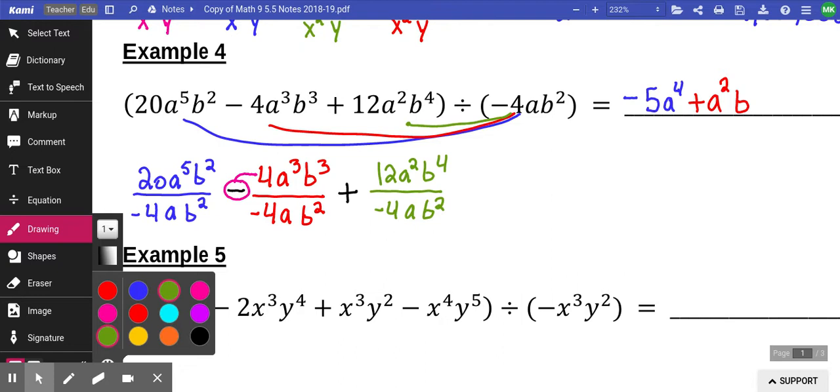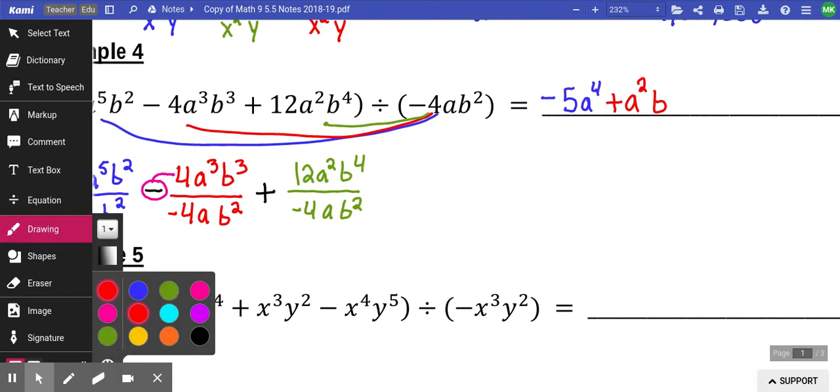Because what they're dividing to is 1, right? And we just don't write 1s. So if you want to, you can imagine there's a 1 out there, but we just don't write it.